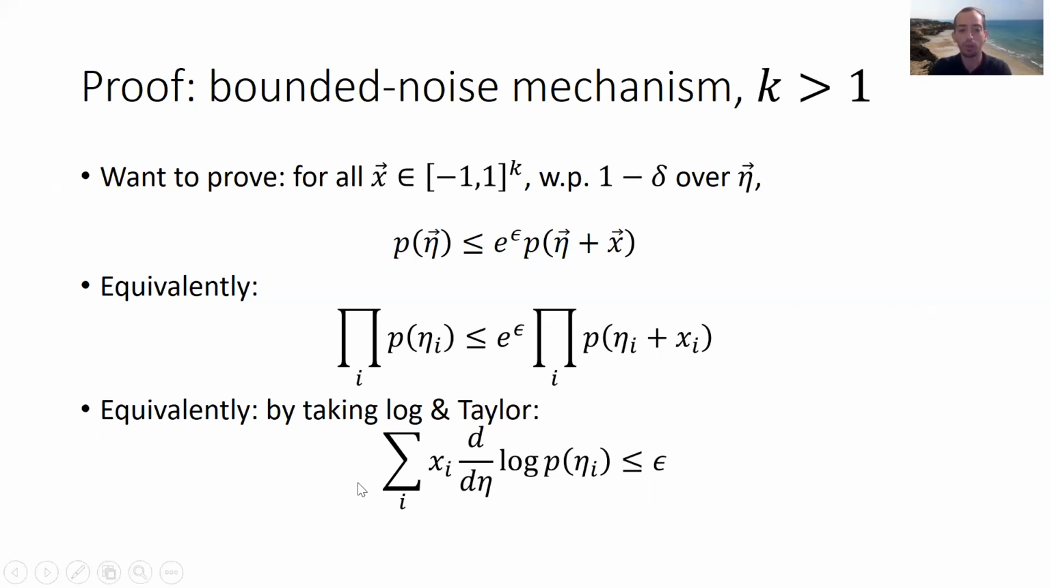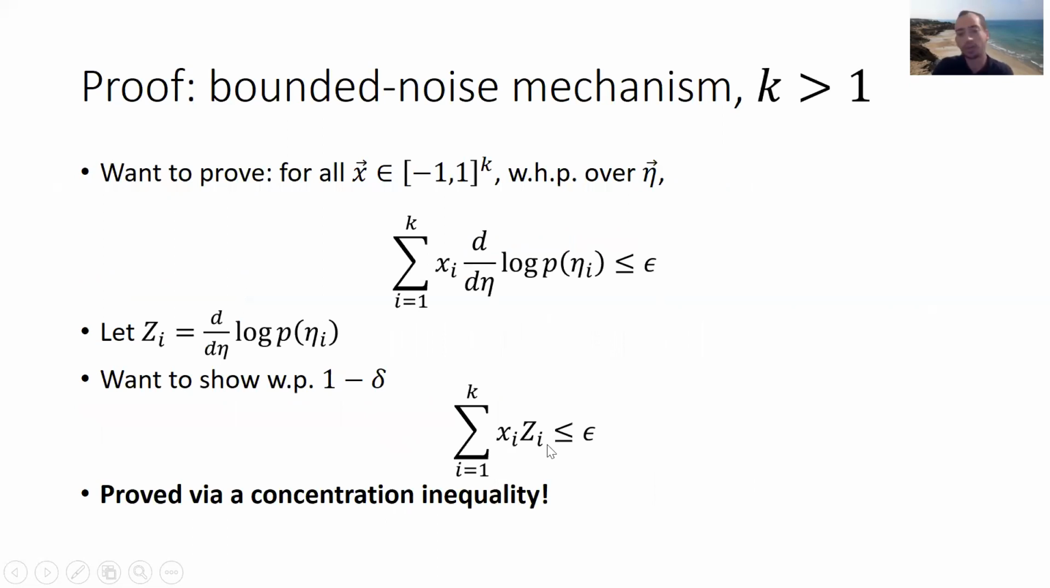So we want to show that with high probability over the choice of eta, this weighted sum of derivative logs is bounded by epsilon. This is proved using a concentration inequality. The derivative of the log p of eta, we just call it some random variable Zi. Our goal is to bound the weighted sum of Zi by epsilon with probability 1 minus delta, and we do this using a concentration inequality.